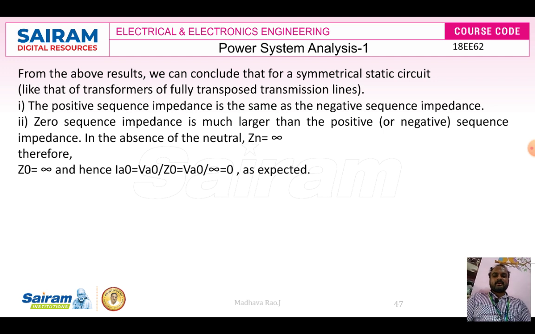So what we can conclude is that the positive sequence impedance is the same as the negative sequence impedance. The zero sequence impedance is much larger than the positive and negative sequence impedances. With Zn equal to infinite, the zero sequence impedance is infinite.